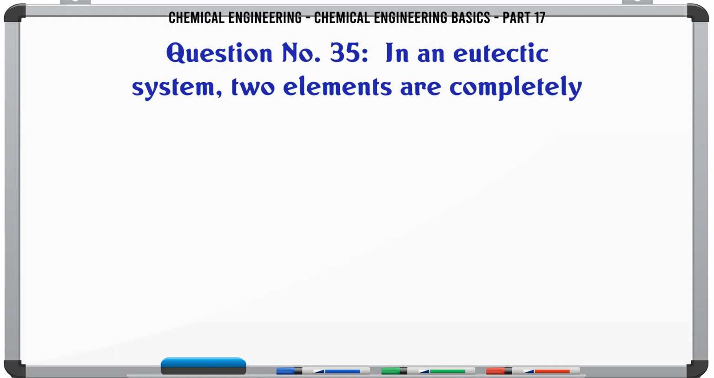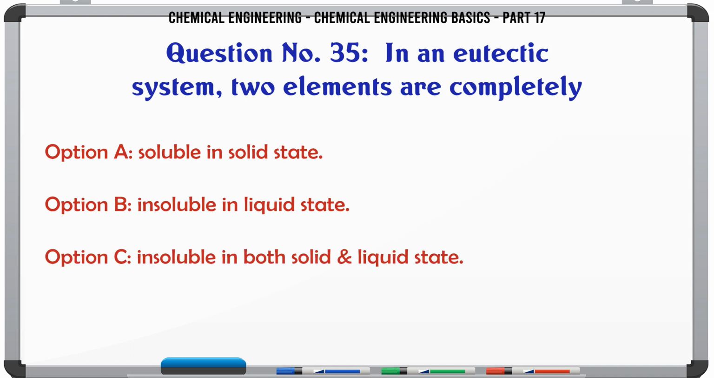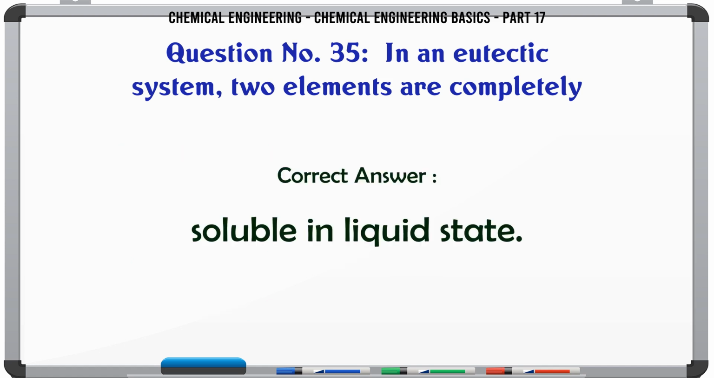In a eutectic system, two elements are completely A. soluble in solid state. B. insoluble in liquid state. C. insoluble in both solid-liquid state. D. soluble in liquid state. The correct answer is soluble in liquid state.